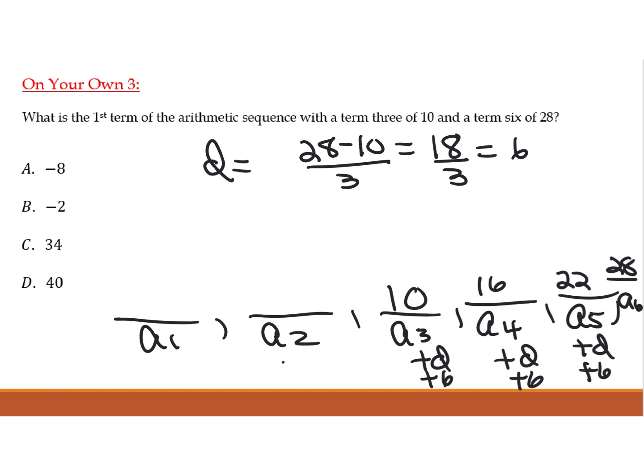So, in order to find a sub 2, I'm going to subtract D from 10. So this would give me 10 minus 6, which is 4. And to get a sub 1, I'm going to take 4 minus 6, which would give me negative 2. This problem is a little bit different because you have that gap between the values, but because you're adding D 3 times, you would just divide by 3 to get that difference.